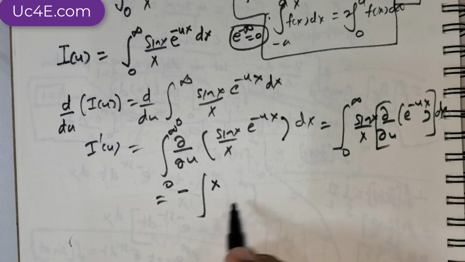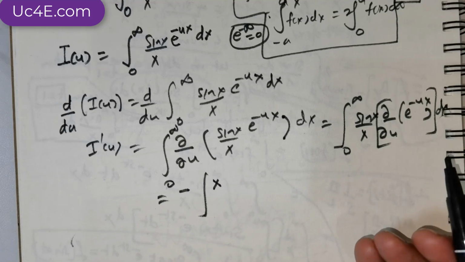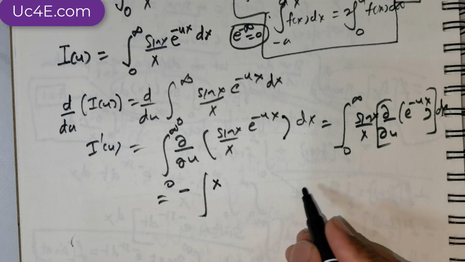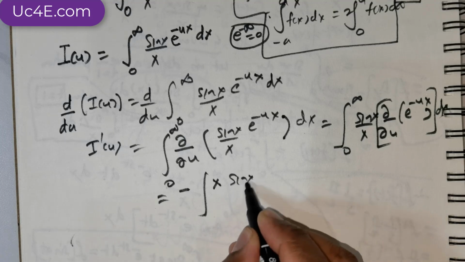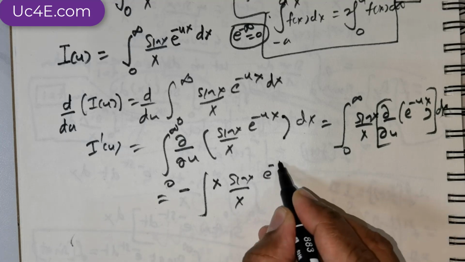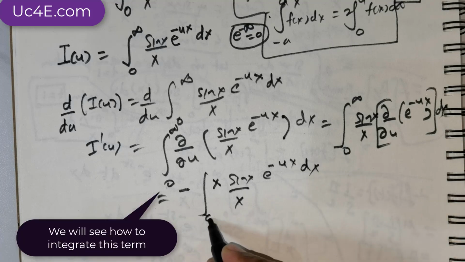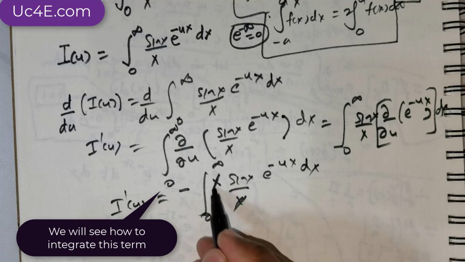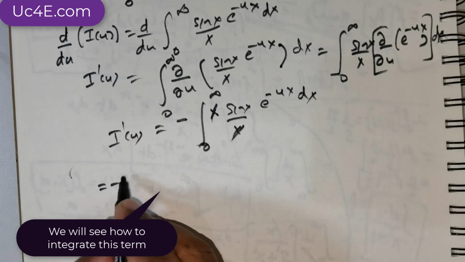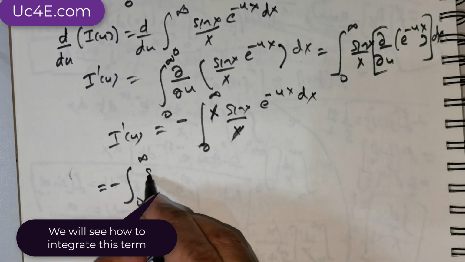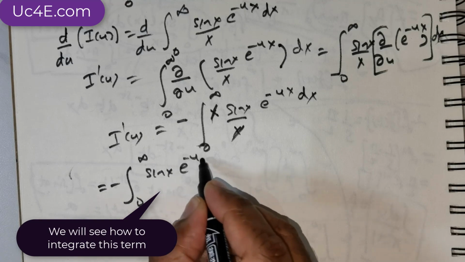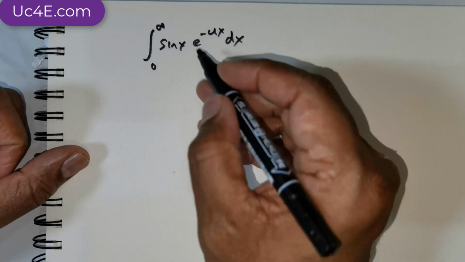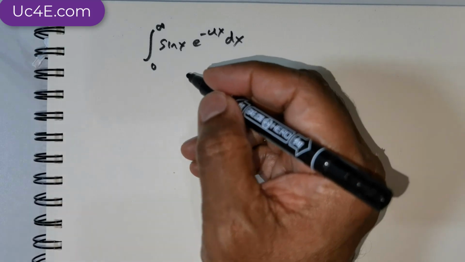So I place that. And differentiation of e raised to the power of negative ux is going to be e raised to the power of negative ux. So this is going to be sin x over x times e raised to the power of negative ux times dx. The limits are 0 to infinity. On the left I have I dash of u. Now x and x get cancelled, giving me negative of integral 0 to infinity sin x e raised to the power of negative ux times dx, because this is the term that we ended up with.